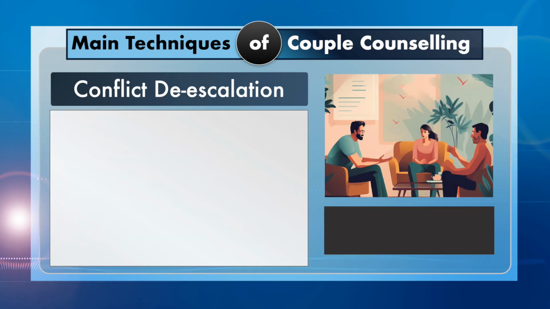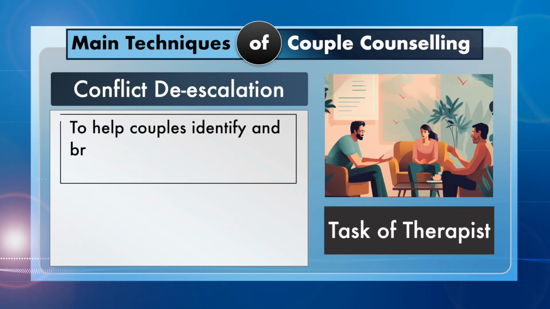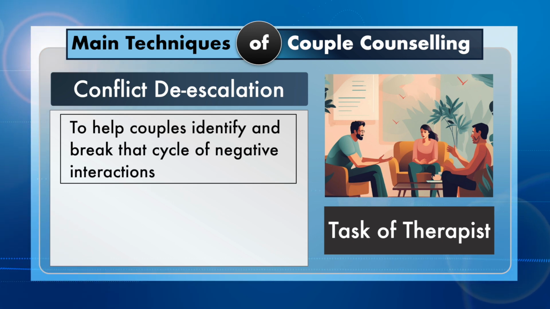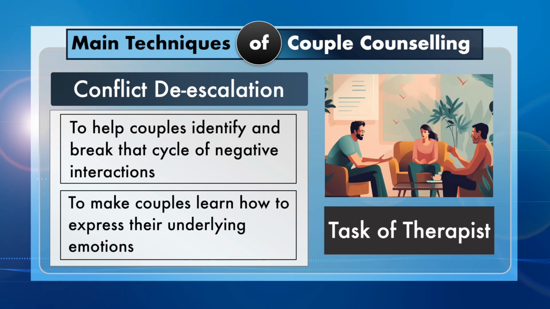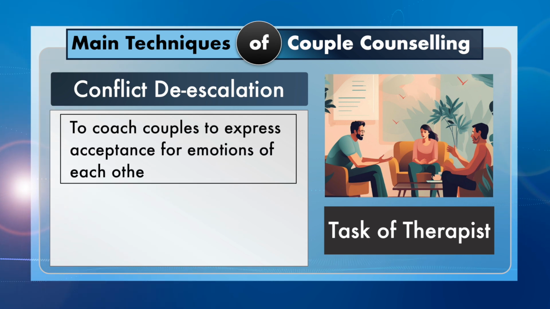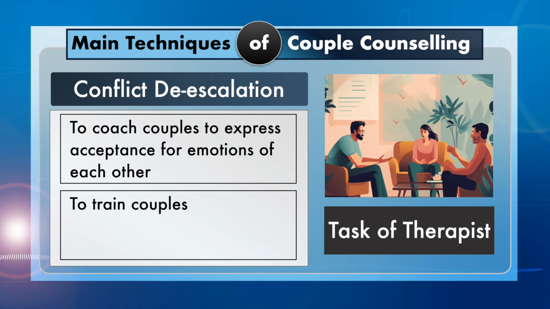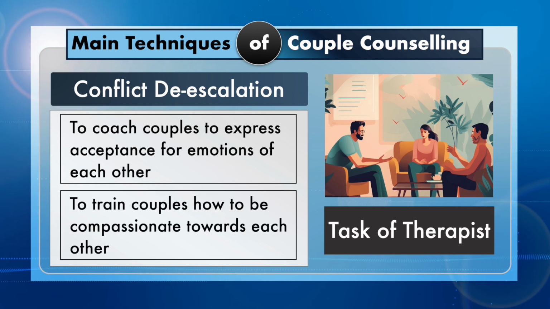The task of the therapist here is to help couples identify and break the cycle of negative interactions by making them learn how to express their underlying emotions properly. Couples are coached to express acceptance for each other's emotions and be compassionate towards each other.